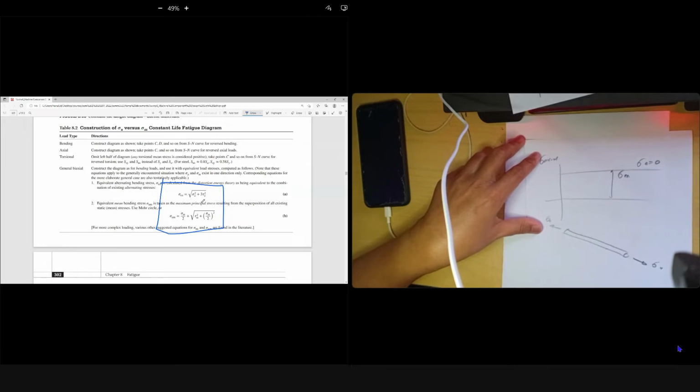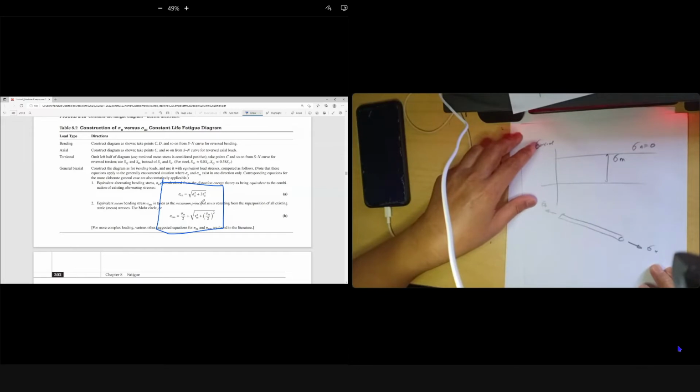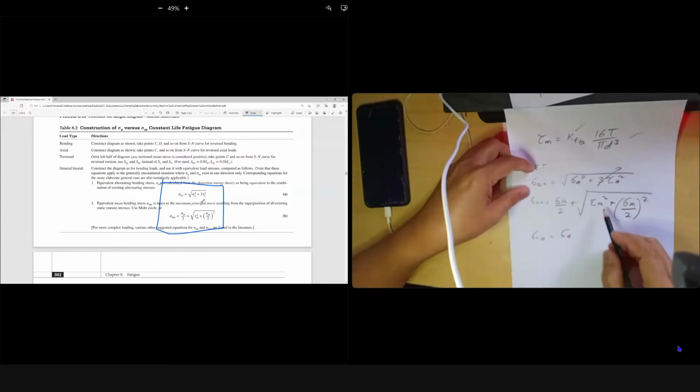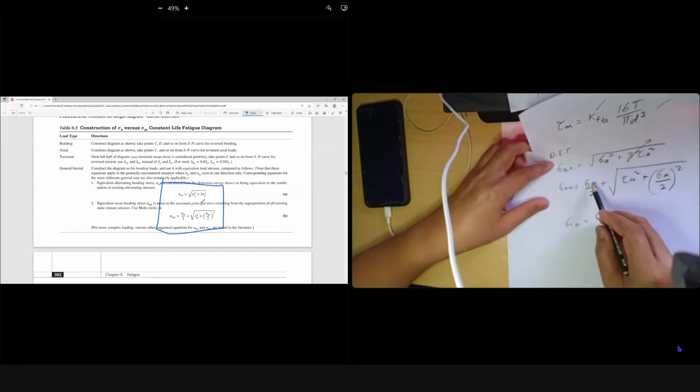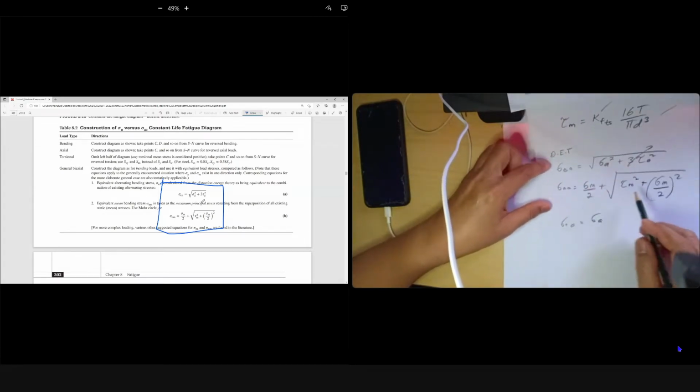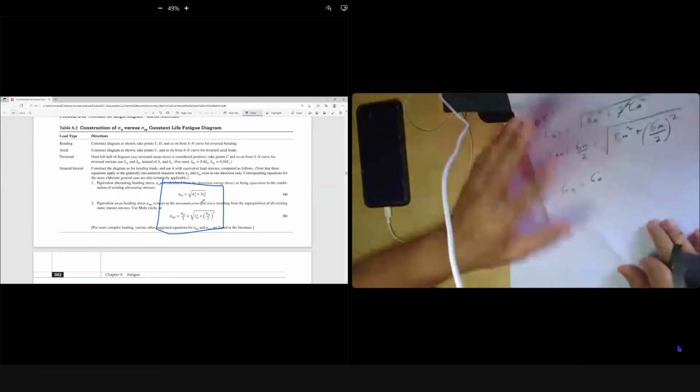Just to clarify, if the axial load is compression, then our sigma mean could be negative, right? In the equation for sigma equivalent, because it is squared, everything will be positive, so we take the magnitude of sigma mean. I understand. If we are in compression, with an axial load, we have sigma mean.